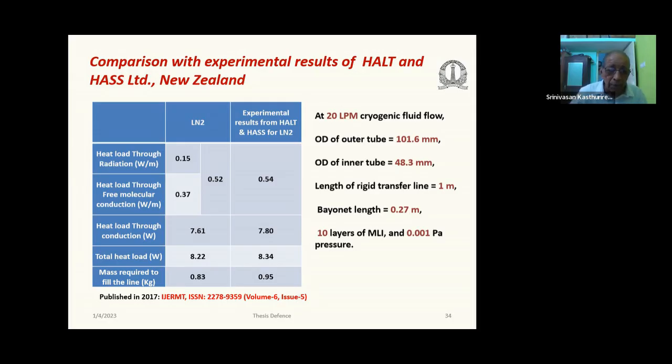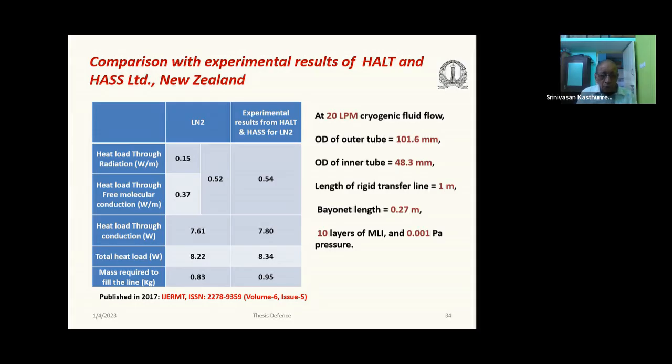Using these parameters, we can calculate, for example, the heat load through radiation, using the same formula. It is 0.15 watts per meter. The unit is written here. And the free molecular gas conduction is 0.37, so the total heat transfer will be around 0.52. The experimental studies have been quite good, and they show a value of about 0.54 watts per meter.